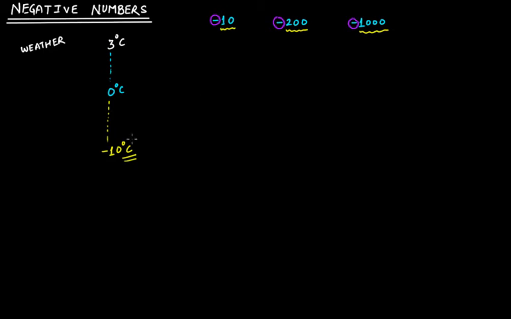Now, you would be thinking what exactly this -10 degrees Celsius is. Actually, this is 10 degrees Celsius below 0 degrees Celsius, that your temperature has dipped down 10 degrees Celsius below 0 degrees Celsius. It has gone to -10 degrees Celsius. So this is one of the uses of negative numbers.